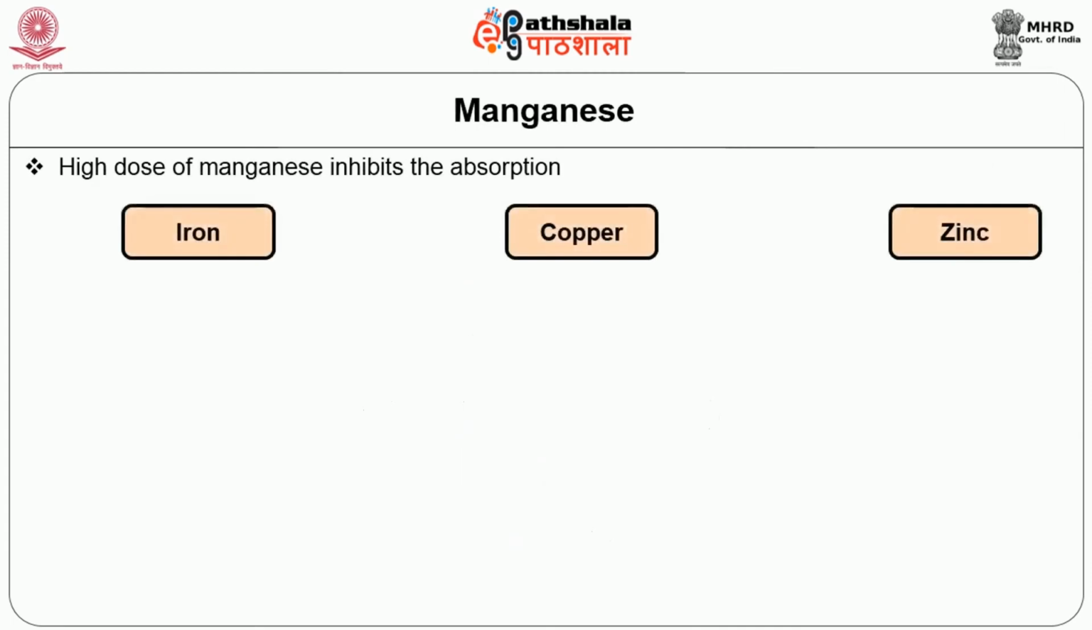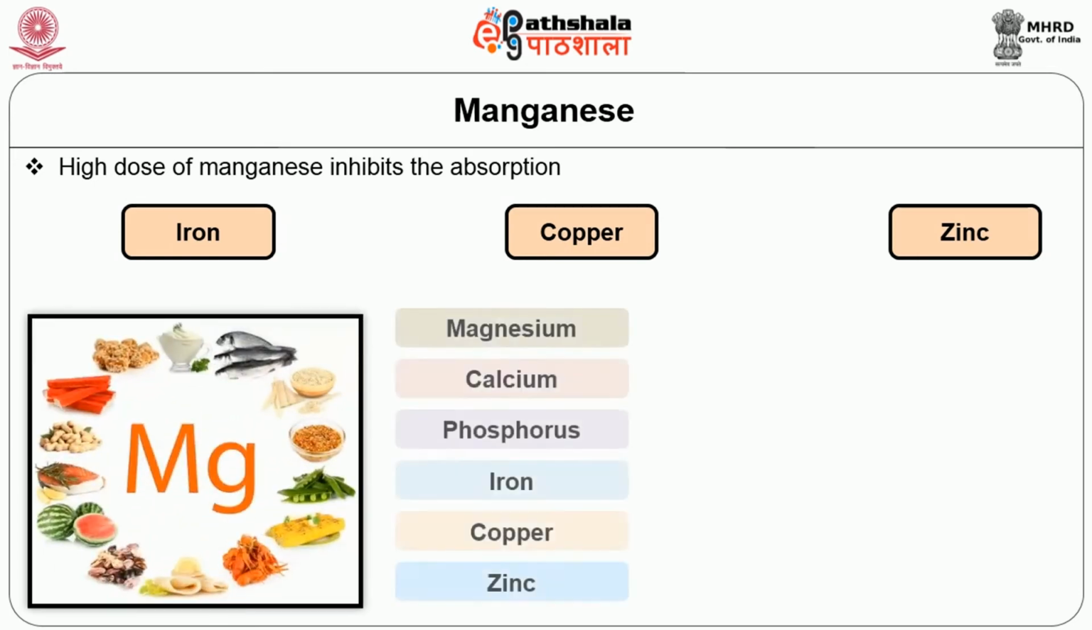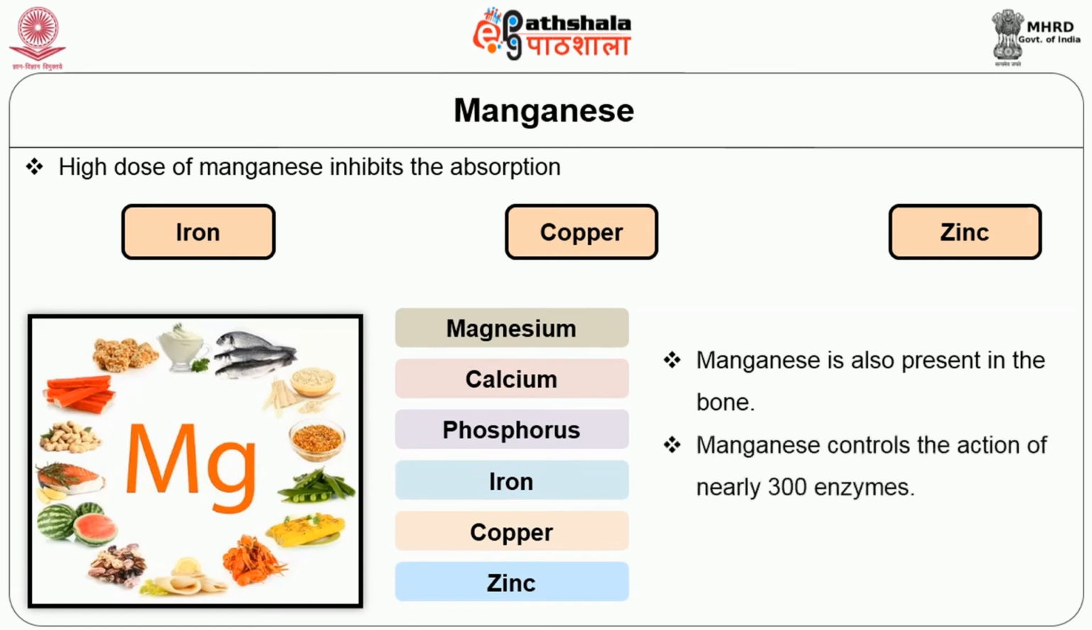Manganese. High dose of manganese inhibits the absorption of iron, copper and zinc. Alternatively, increased intake of magnesium, calcium, phosphorus, iron, copper and zinc inhibit the absorption of manganese. Manganese is also present in the bone. Manganese controls the action of nearly 300 enzymes. It is important in the control of calcium and potassium levels.